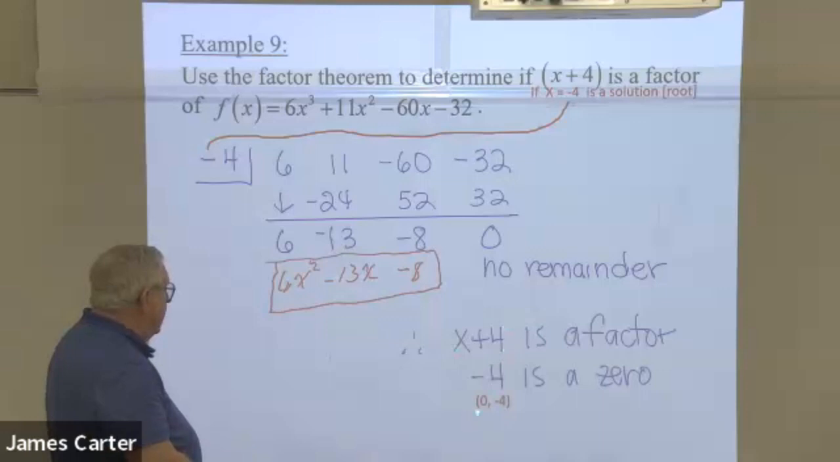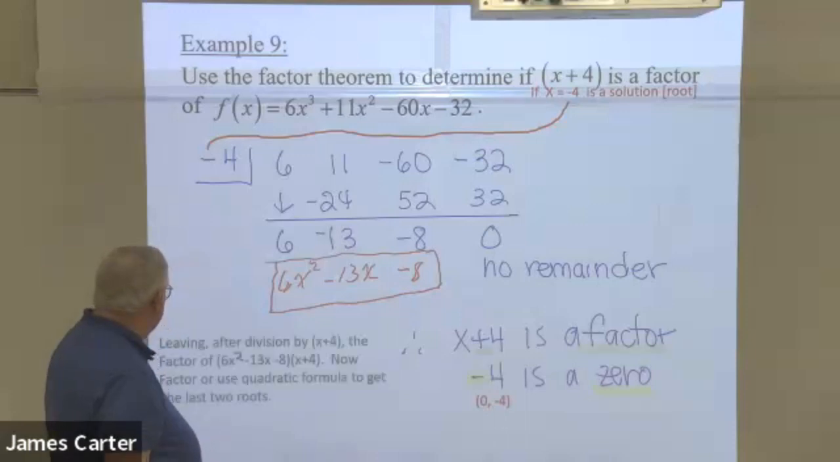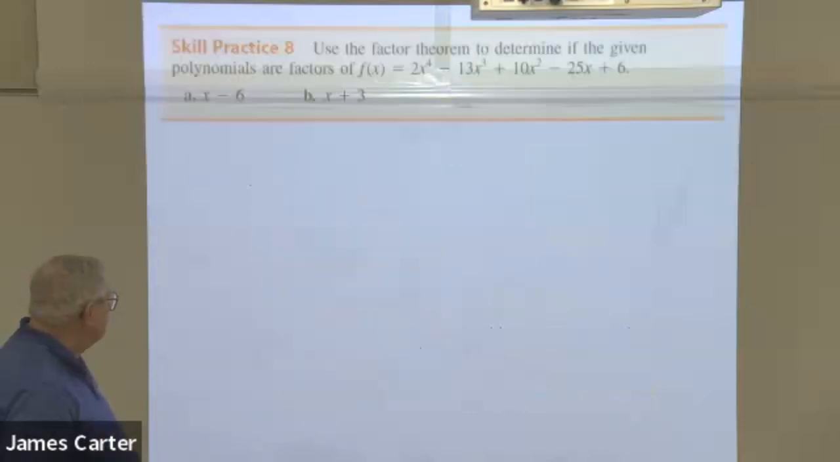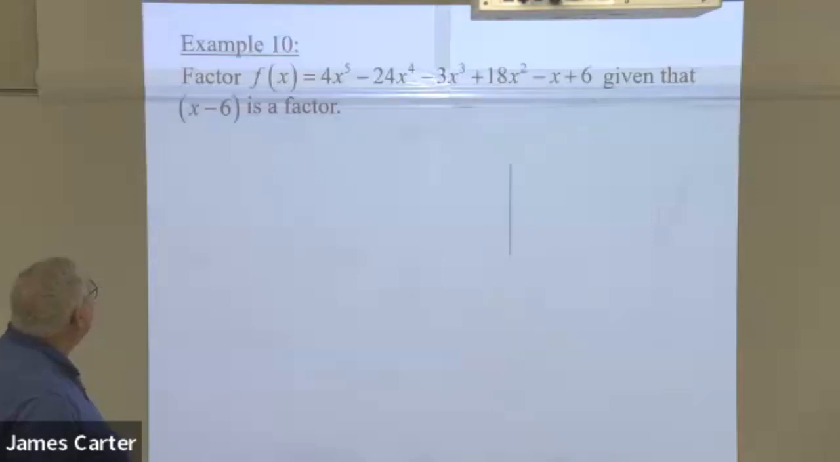Okay, this is just, and there's the point on the graph that would generate also. And this repeats what I've previously said. Okay, in this case, we're doing a test to see if x minus 6 is a factor.